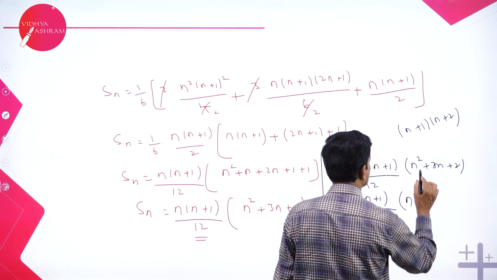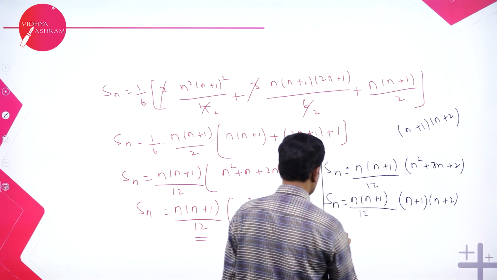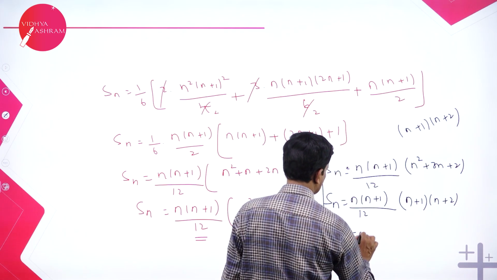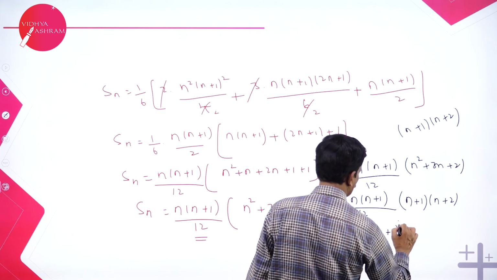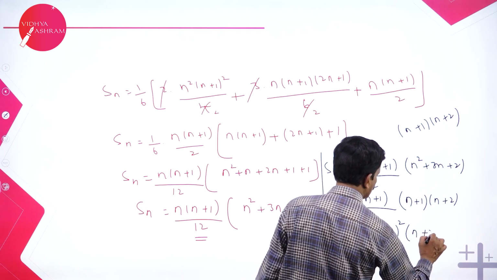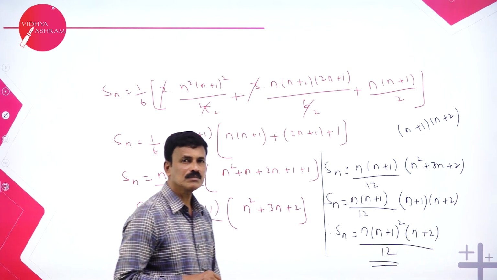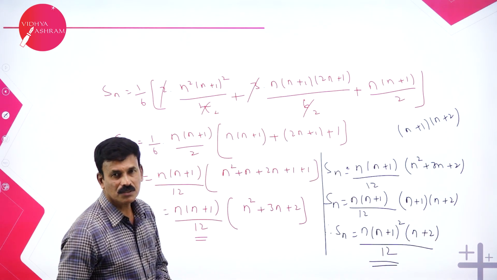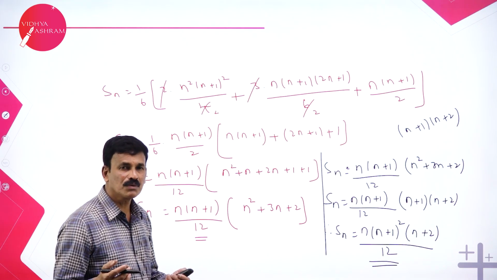n plus 1 into n plus 2. So therefore the nth term is equal to n into n plus 1 into n plus 1, which is n plus 1 whole square into n plus 2 divided by 12, is the nth term of the given series. That's it. Hope you followed. Okay. Very simple. The steps are more, but it is a very simple problem.